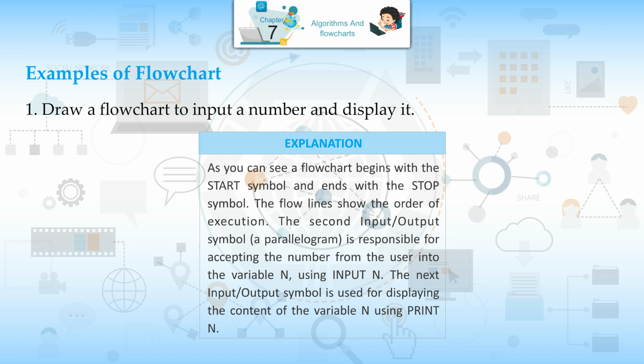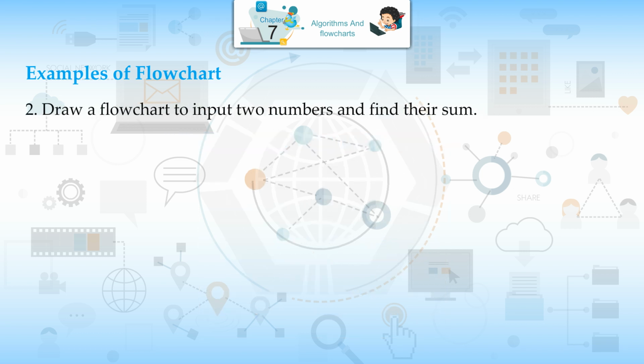The second input or output symbol, a parallelogram, is responsible for accepting the number from the user into the variable n using input n. The next input or output symbol is used for displaying the content of the variable n using print n. 2. Draw a flowchart to input two numbers and find their sum.